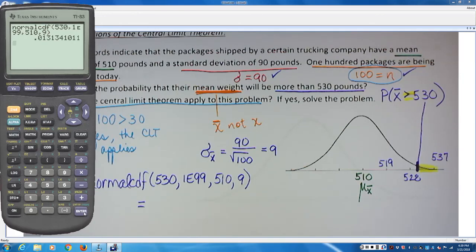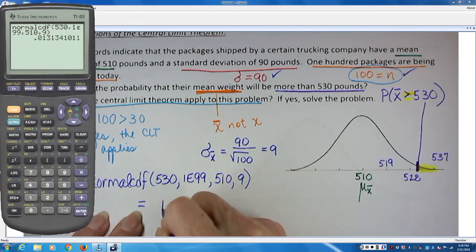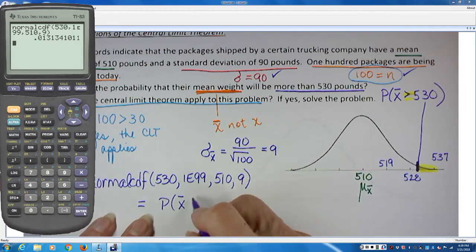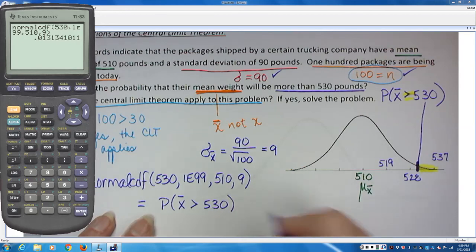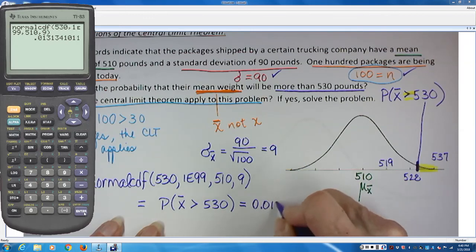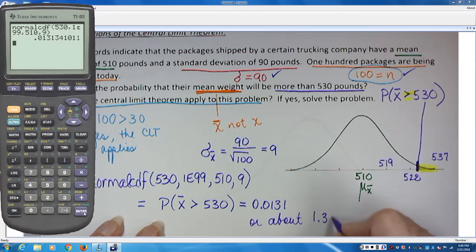So the probability that the mean weight of the packages is going to be more than 530 pounds per package is going to be 0.0131. Or about 1.31%. Okay?